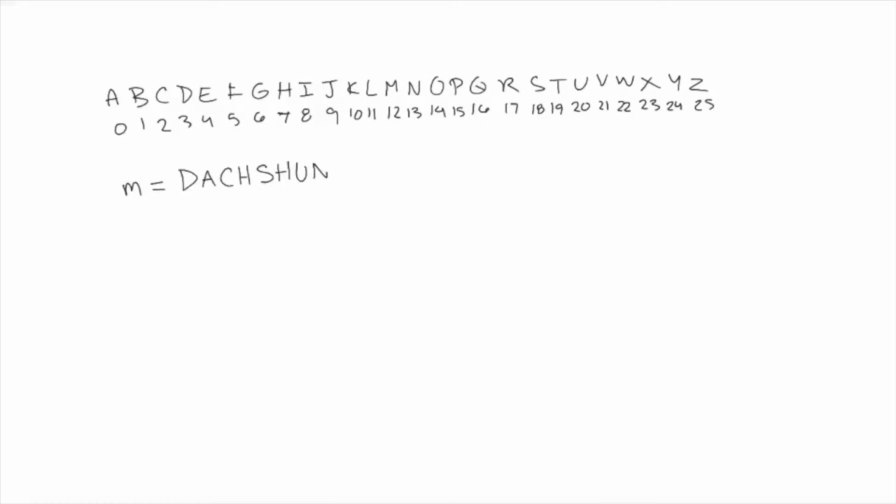Our message that we're going to be encrypting is dachshunds, and the key we're going to be using is dog. So we're going to write out the corresponding numbers for dog, which is 3, 14, and 6. To help us out, we're going to write out the numbers that correspond to our message that we want to encrypt right underneath. And then I'm going to write the key on top, and the key just repeats over and over and over for the length of our message.